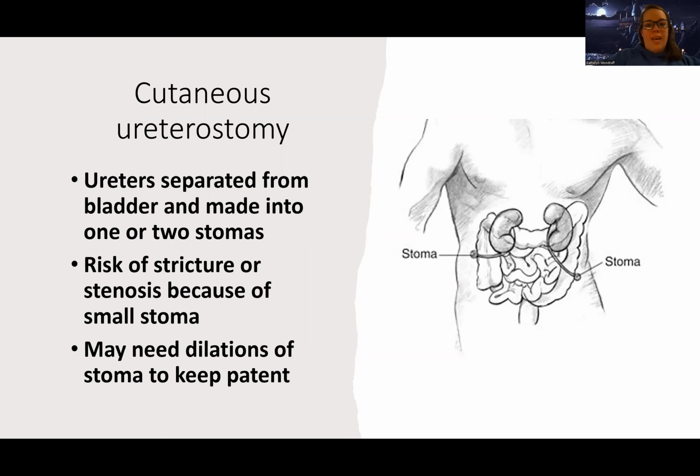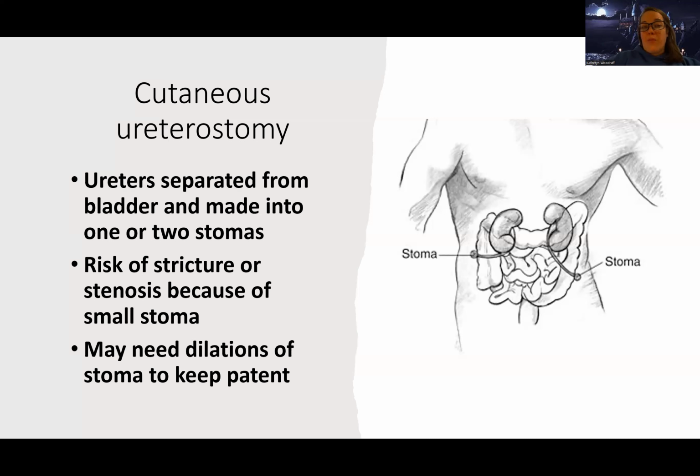my PowerPoints. But one that we don't use as often, but it's still possible, is what's called a cutaneous ureterostomy. And this is where we have the ureters themselves, remember, thin and flimsy. They're made into 1 or 2 stomas. Remember, I told you about the urinary tract, it's very thin and flimsy, so there's a very high risk of stenosis. So sometimes people that get these ureterostomies may end up needing dilations where you have to go in and reopen or help to dilate those stomas pretty much to keep them patent.